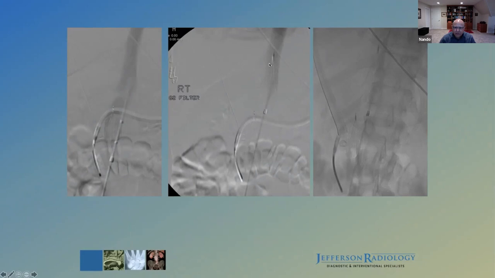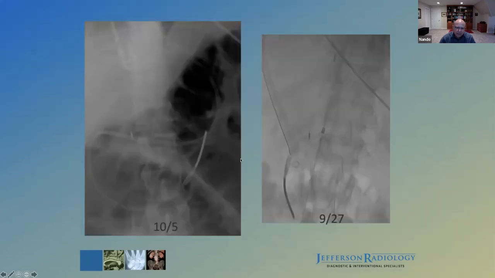This is the second filter, more craniad. And notice that the tip of the filter is at the T10, T11 disc space. On a follow-up KUB, a very astute diagnostic radiologist noticed that the filter, compared to when it was placed, has migrated caudally.